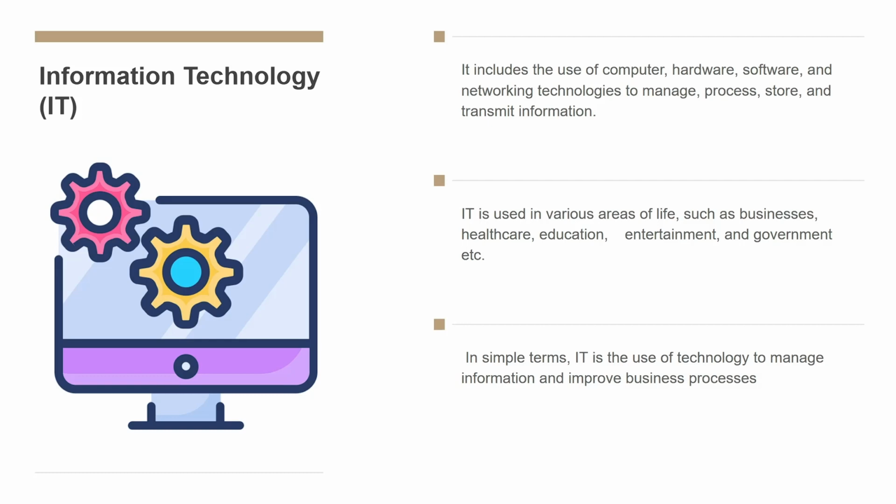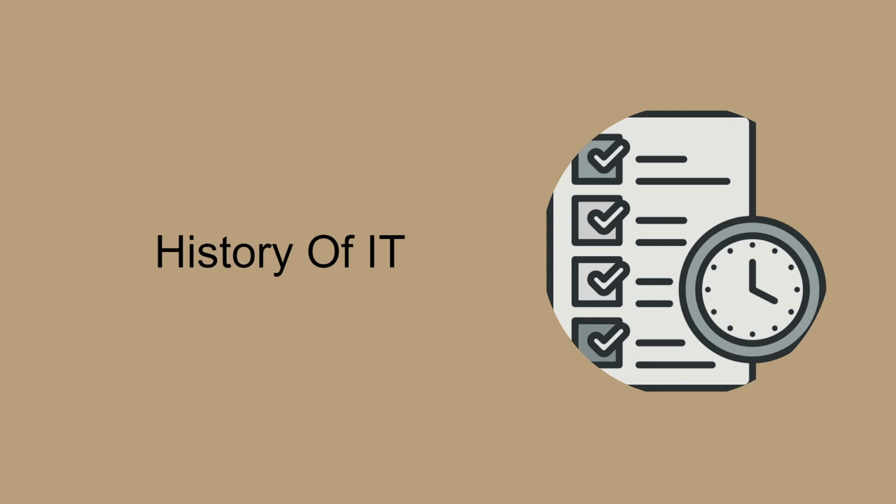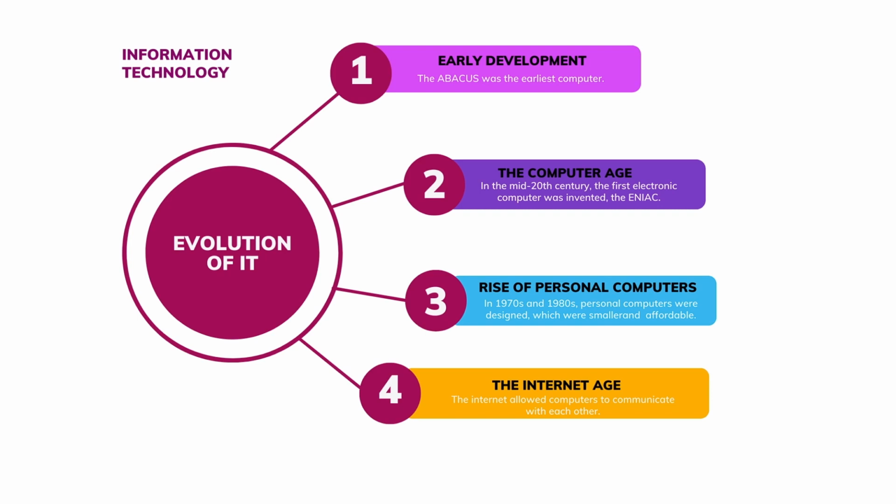Now it seems that you have understood. If still not, then in simple terms, IT is the use of technology to manage information and improve business process. Okay, now done. Let's move ahead. History of IT. Here I included four stages. The first one is early development, the second one is the computer age, and the third one is rise of personal computer, and the last, internet age.